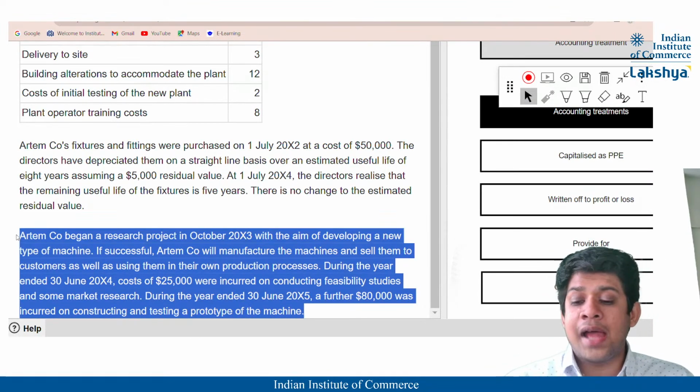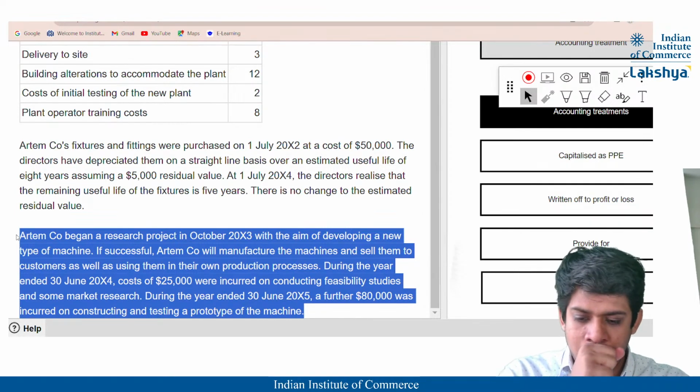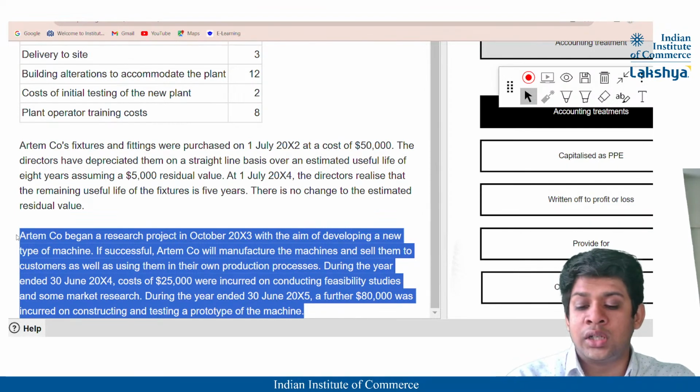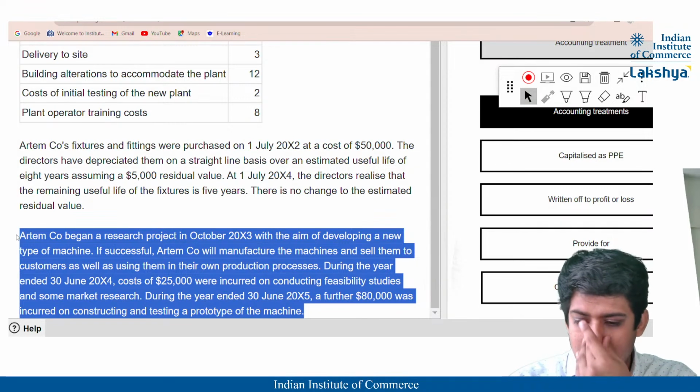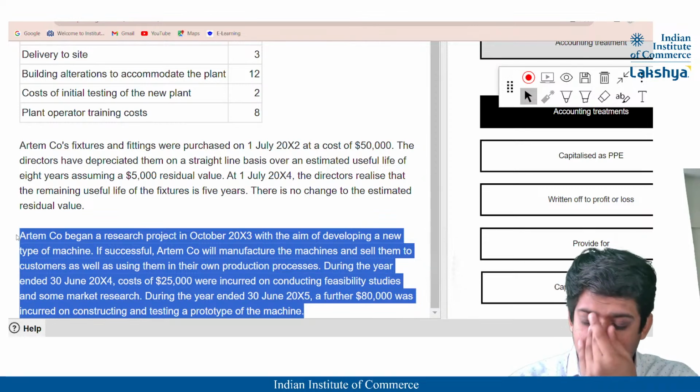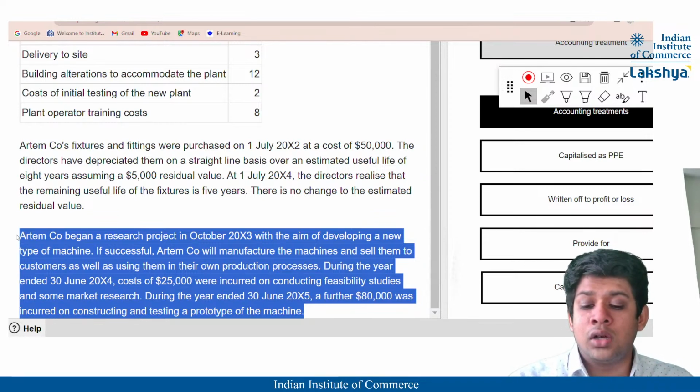Atom Company began a research project in October 2013 with the aim of developing a new type of machine. Right, so he has just started the research of the project on 1st October 2013. If it is successful, Atom Company will manufacture the machines and sell them to customers, as well as using them in their own production processes during the year ended 30th June 2015. Costs of $25,000 will be incurred on conducting feasibility studies and some market research.